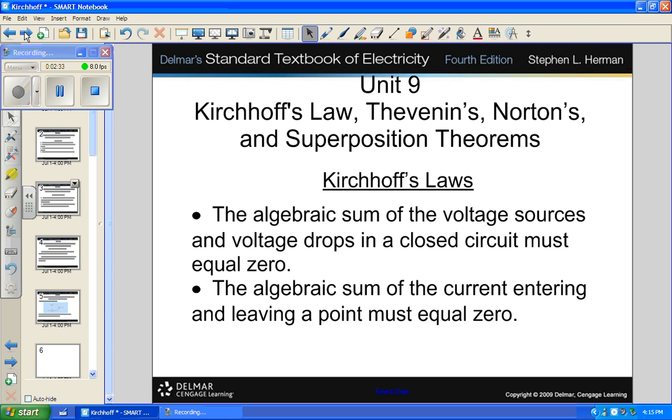What comes in has got to go out. Unless it's a capacitor, whatever comes in has got to leave that point. We'll talk about that in a minute.